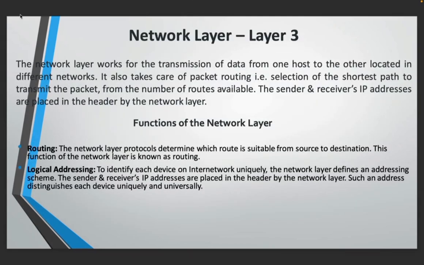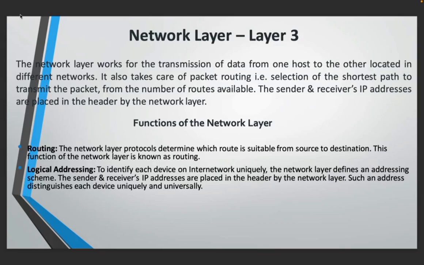Network layer, layer 3. The network layer works for the transmission of data from one host to the other located in different networks. It also takes care of packet routing, that is selection of the shortest path to transmit the packet from the number of routers available. The sender's and receiver's IP addresses are placed in the header by the network layer. The functions of network layer are routing and logical addressing.